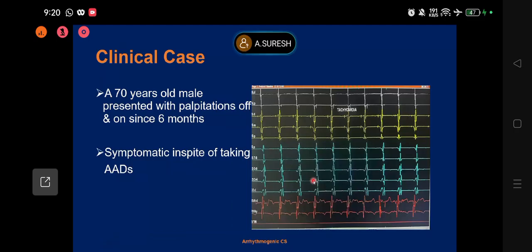In this clinical case, a 70-year-old male presented with palpitations on and off since 6 months. He was symptomatic in spite of taking antiarrhythmics. As you can see here, RA S1 S1 easily induced tachycardia, and a concentric atrial activation was seen. A refractory VPC could not reset the tachycardia. VA during SVT was 20 milliseconds, and VA during RV pacing at the tachycardia cycle length of 130 was more than 85 milliseconds different, suggestive of a typical AVNRT.